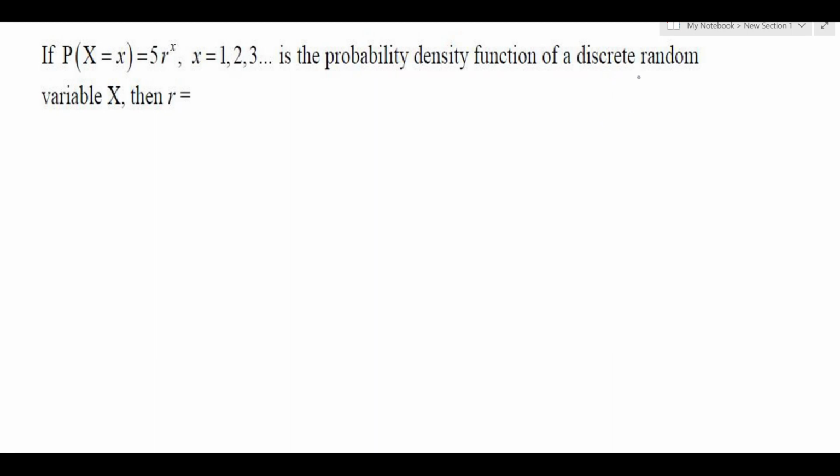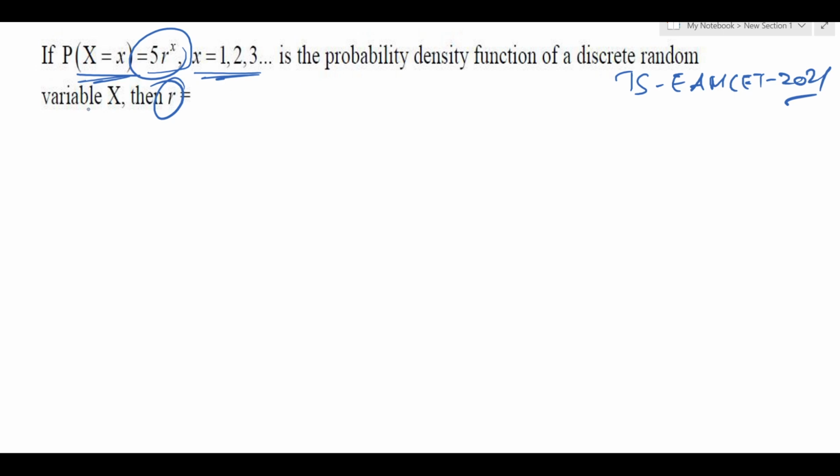If P of capital X is equal to small x is equal to 5r power x, x is equal to 1, 2, 3, is the probability density function of a discrete random variable x, then small r is equal to dash. This is a TS EAMCET 2021 question, 5th August shift 1 question.